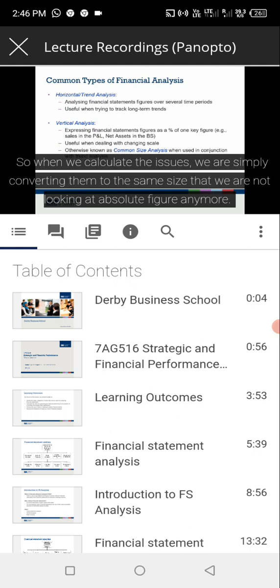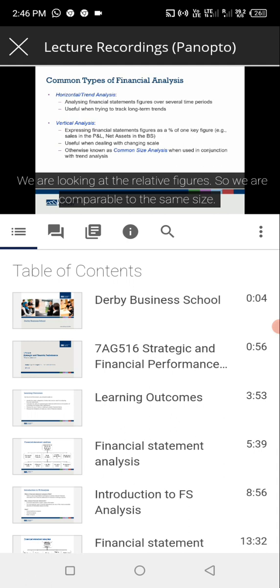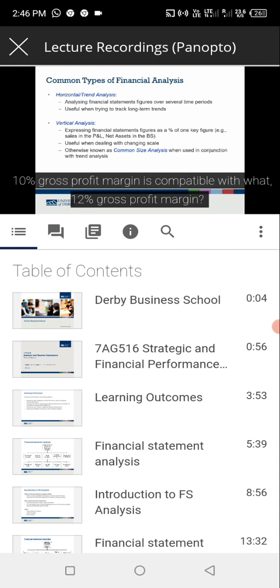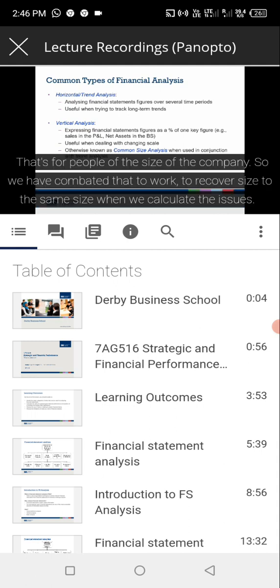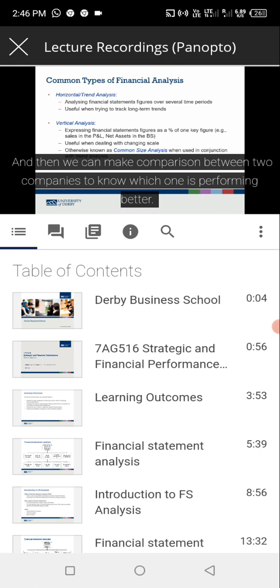So when we calculate the ratios, we are simply converting them to the same size. Is that okay? We are not looking at the absolute figure anymore. We are looking at the relative figures. A 10% gross profit margin is comparable with a 12% gross profit margin, irrespective of the size of the company. So we have converted them to a common size, to the same size, when we calculate the ratios. And then we can make comparison between two companies to know which one is performing better.